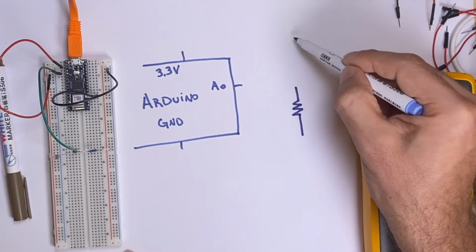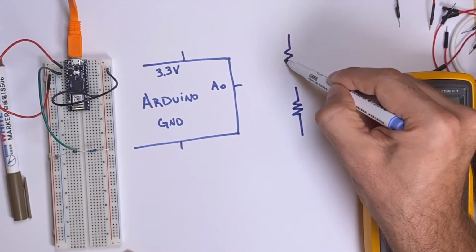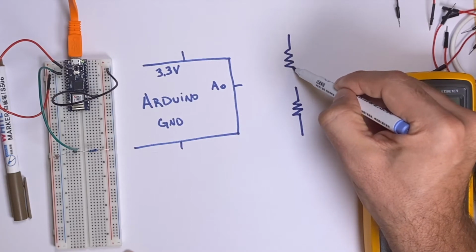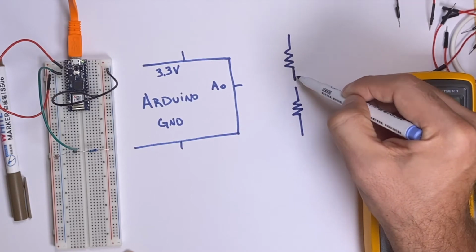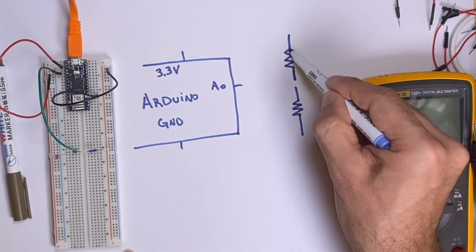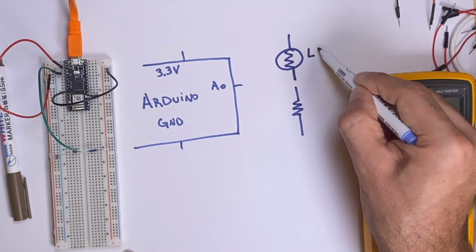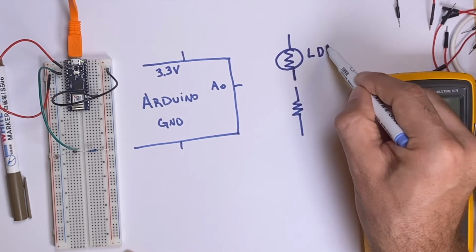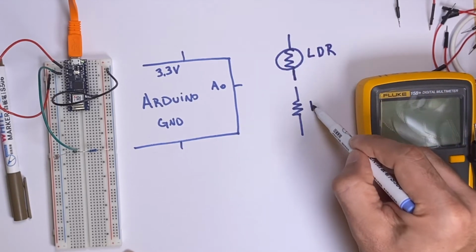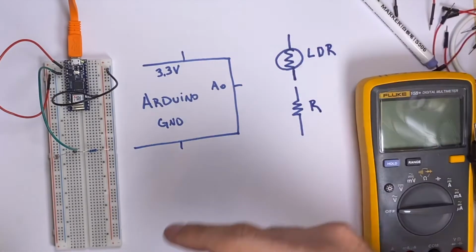And the way that these three things are connected: Arduino, the resistor that has a symbol of a zigzag, and the light dependent resistor that has a very similar symbol. It is a zigzag, but I also encapsulate it in a circle, and I'll denote it with LDR.